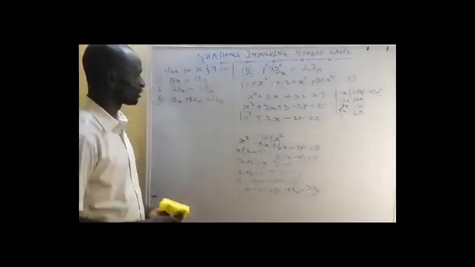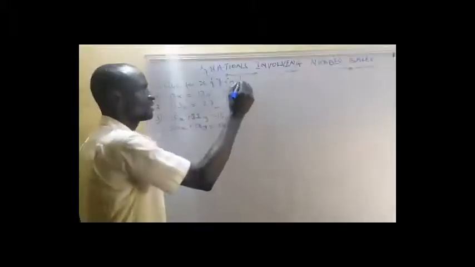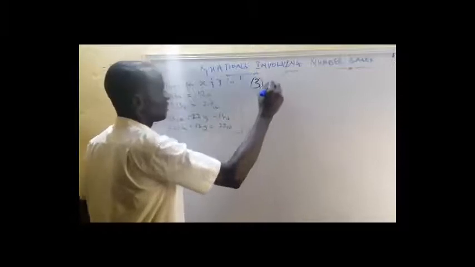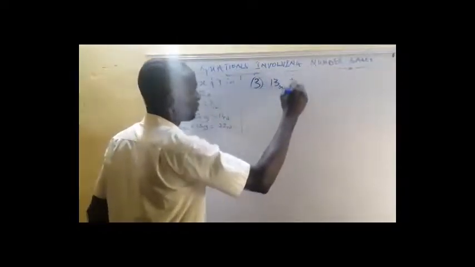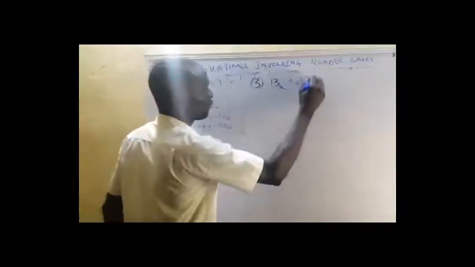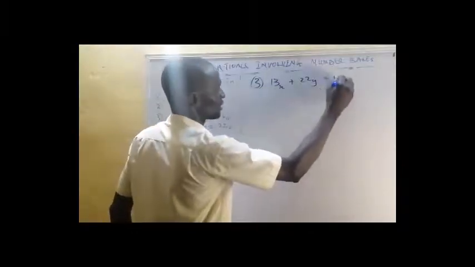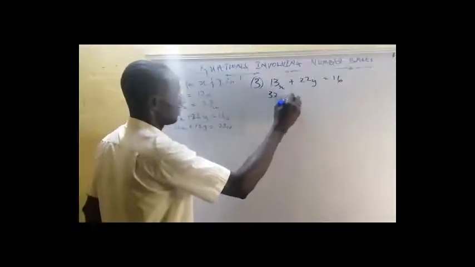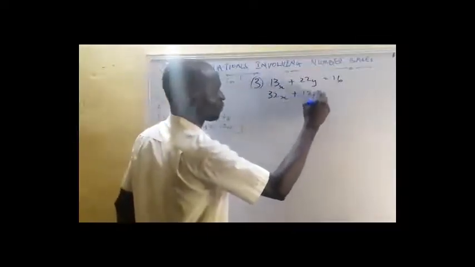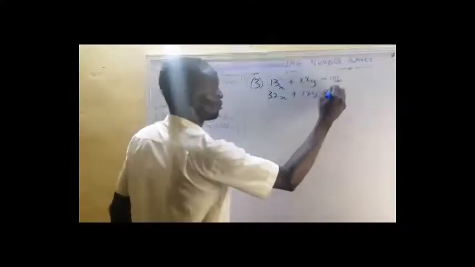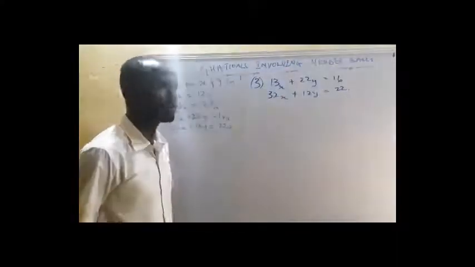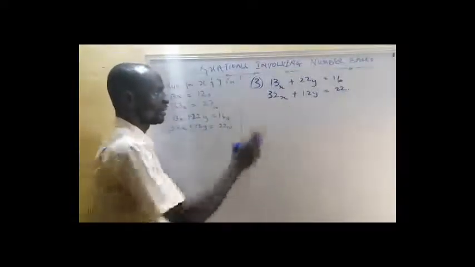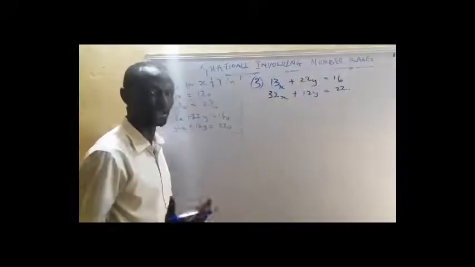Let's take question number 3. Question 3 says that 13 base x plus 22 base y is equal to 16, and 32 base x plus 12 base y is equal to 22. We should solve for x and solve for y. From this, it's obvious that we should have something close to a simultaneous equation.